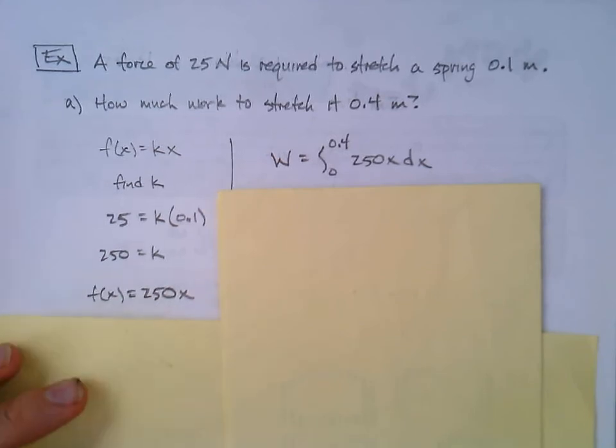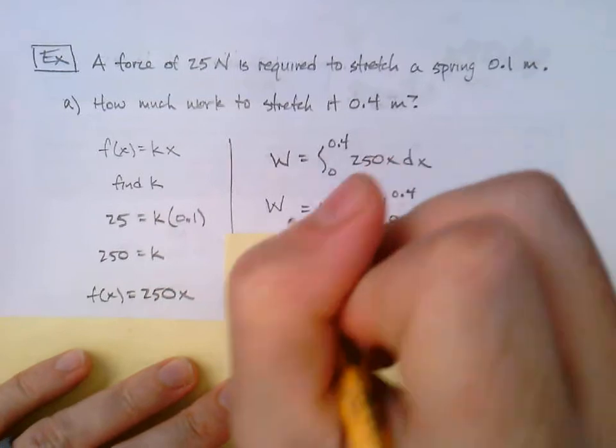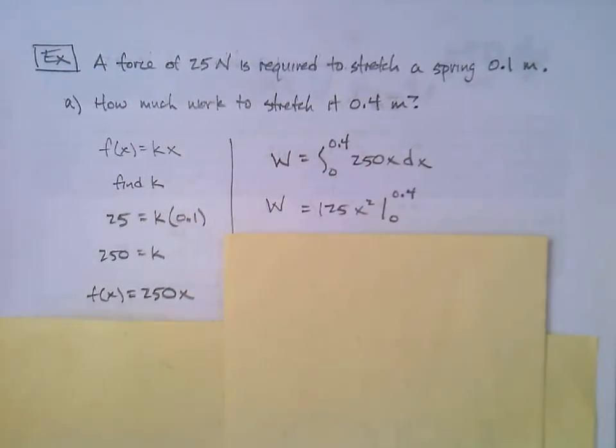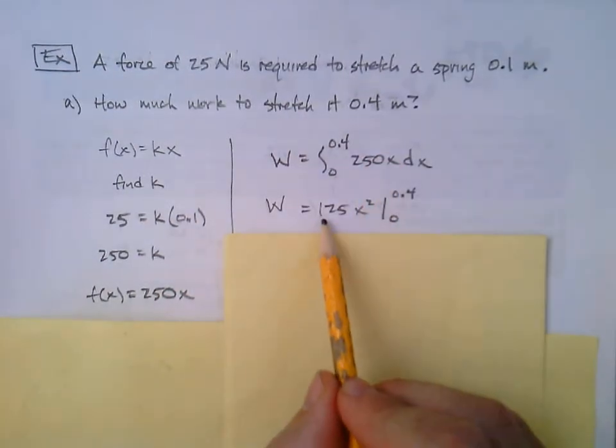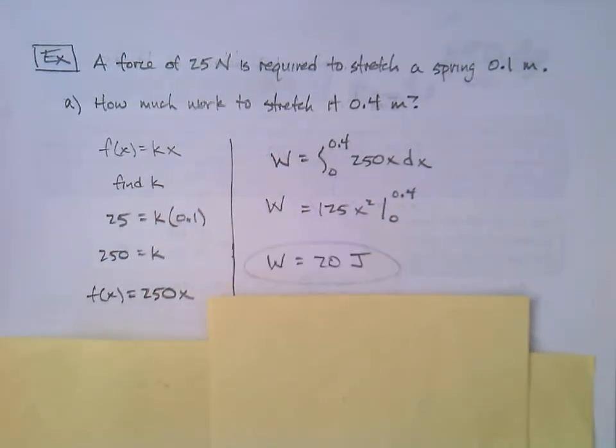And that doesn't sound too bad, right? We can integrate that. We don't need any special techniques here. 125x squared from 0 to 0.4, and I'll just tell you the final answer. Plugging in that 0.4 would give you 20, and obviously plugging in the 0 would be 0. So your answer here, the work equals 20, and the units are joules with a capital J.